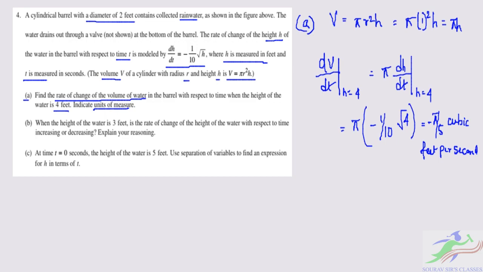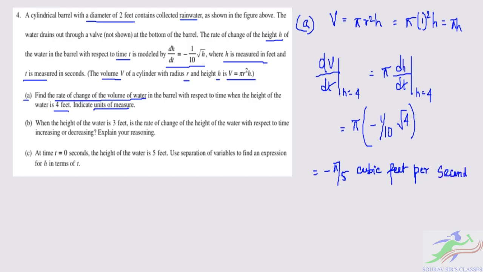So this is equal to -π/5 cubic feet per second. That is your answer for part A. Next, part B. When the height of the water is 3 feet, is the rate of change of the height of the water with respect to time increasing or decreasing? Explain your reasoning.